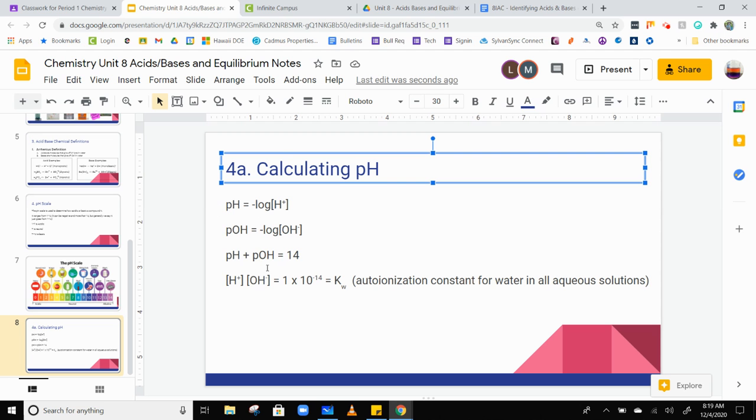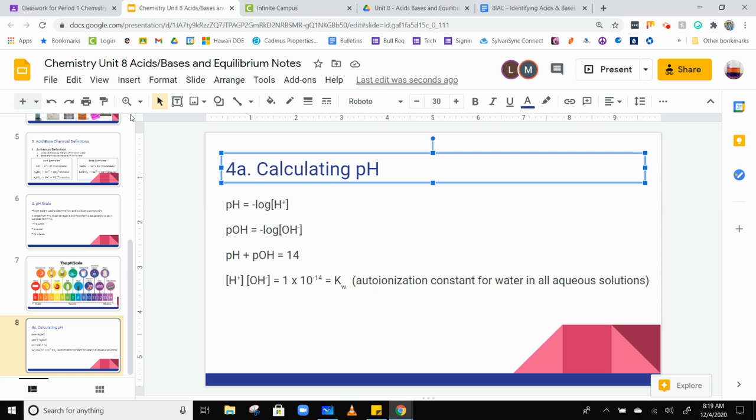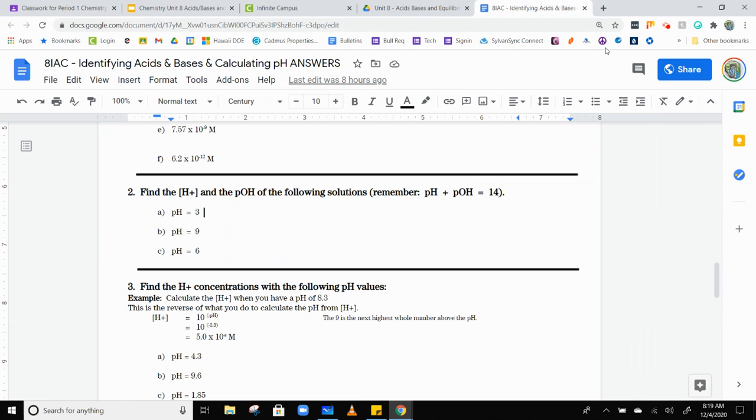Know that in a solution, the pH is equal to negative log of H plus. The pOH is equal to negative log of OH minus. The pH plus pOH of any solution will always equal 14. And the H plus and OH minus concentrations, if you multiply them together in any solution, will always be 1 times 10 to the negative 14. And this is that Kw constant. Okay. So with this information, you're going to do the worksheet here.